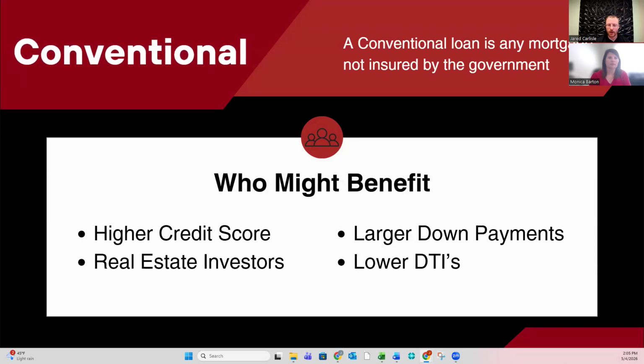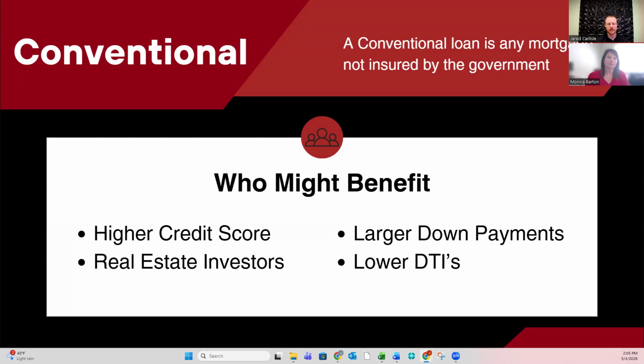All right, so who might benefit from a conventional mortgage loan? It could be someone that has a higher credit score, and I'll come back to that. Someone that's doing a large down payment, and when I highlight the difference between this and FHA, I'll highlight that as well. Real estate investors, because they allow for investment property purchases. If you're doing FHA, that's not what they're going for, although they will let you buy a fourplex or duplex. They're not letting someone just strictly buy it for an investment.